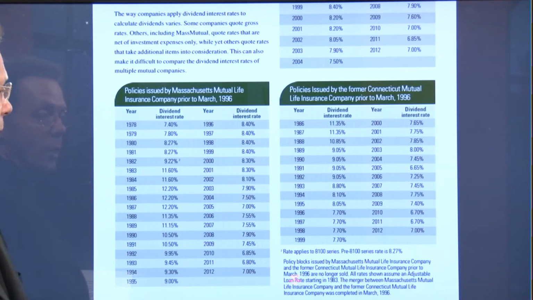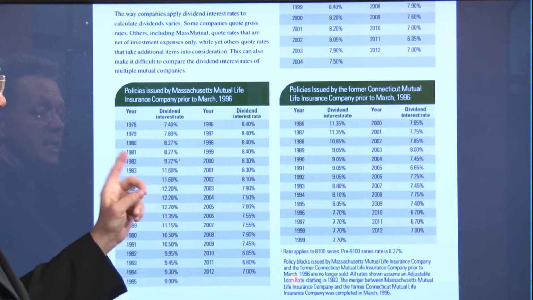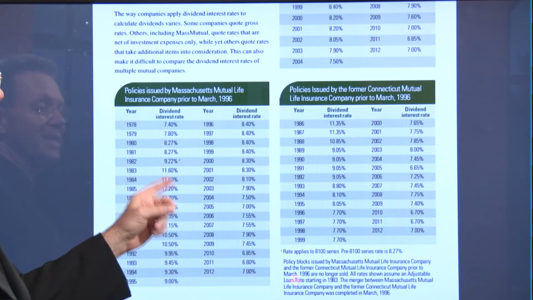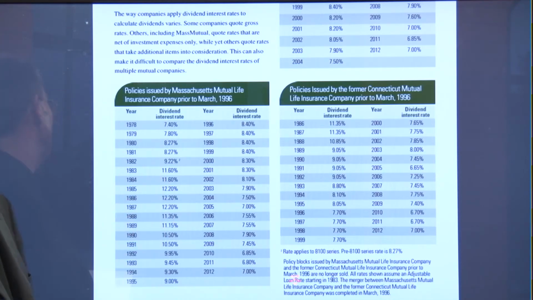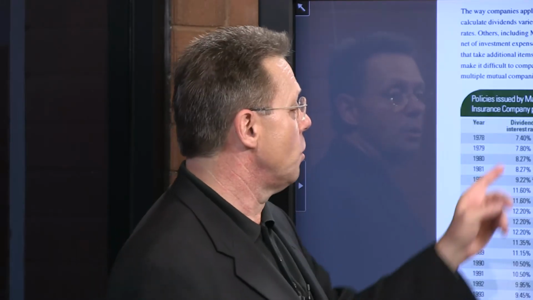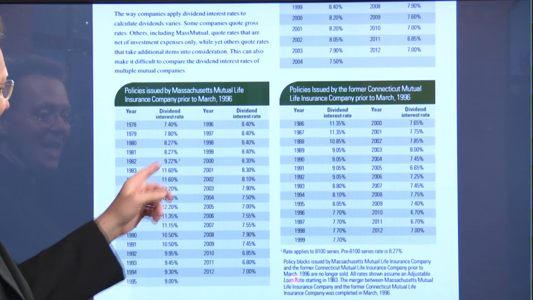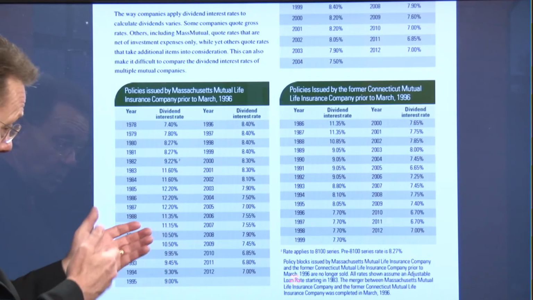In 1983, we went from 9.22 and we hit double-digit rates of return in dividend interest rate. So when we look at 1983, we're at 11.6, and that is a monster number. I mean, what a bump up. There was a small gradual rise, and then we went right up into double digits in '83 and stayed there until we topped out in this specific example.